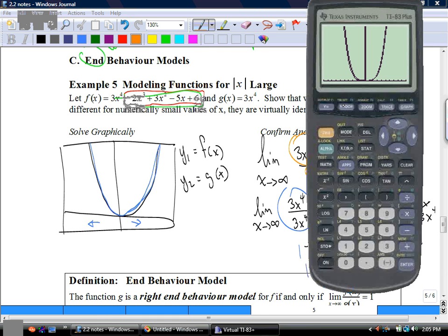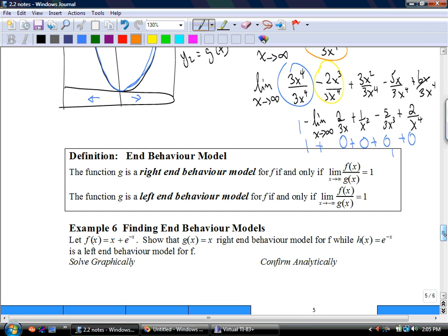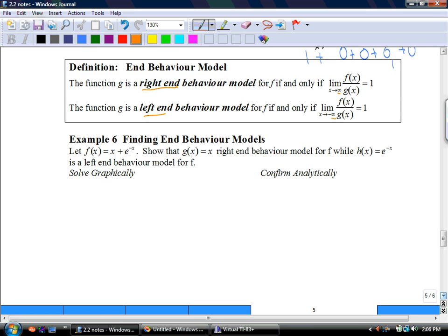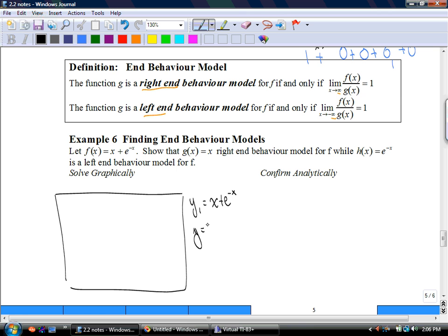Okay. We have 2 kinds of end behavior models. The one is the right end behavior model. That's when we go to positive infinity. And then we have a left end behavior model when we go to negative infinity. Okay. So show that this is the end behavior model for it. So in Y1, we're going to graph x plus e to the negative x, and in Y2 we're going to graph y equals x, and we're going to see what happens here.